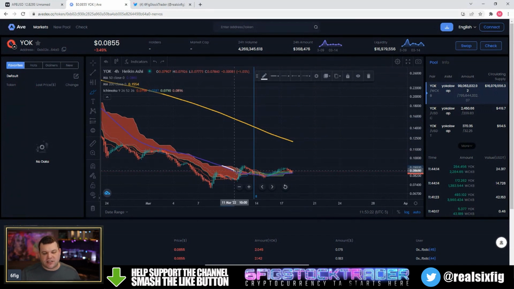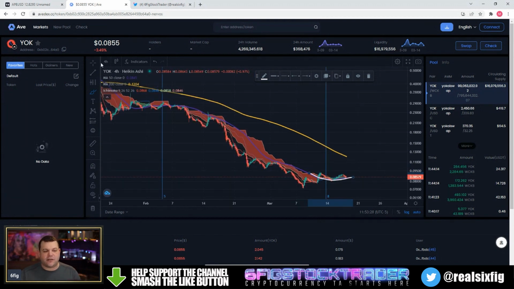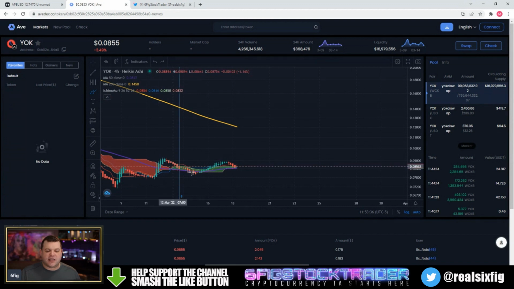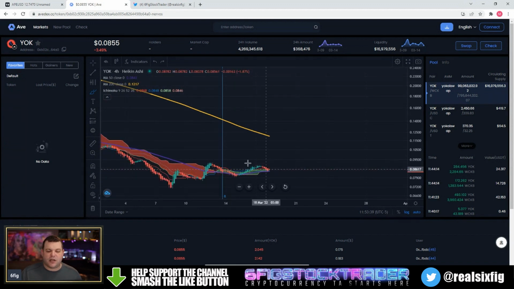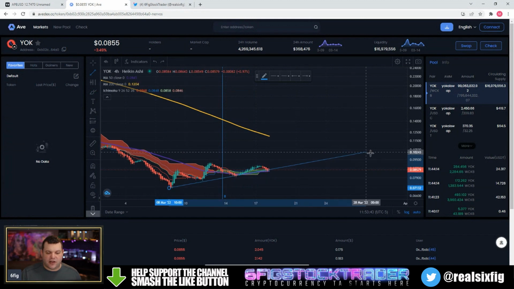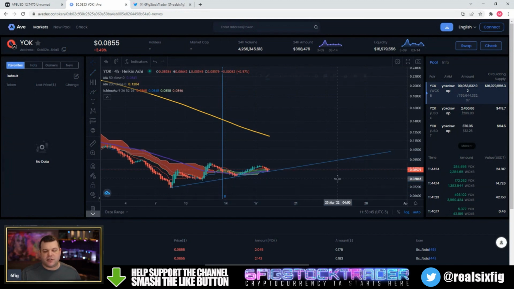Typically, once we start to see this 50 moving average start curving towards the 200 on some higher time frame charts like the daily, we will see an acceleration in price. So right now on the 4-hour chart, we can see that YokaiSwap is holding above the 50 moving average, which is great. And we do have a very nice upward trend line.